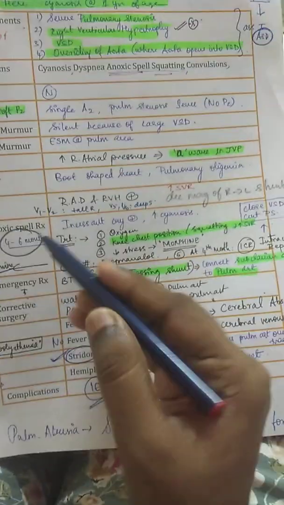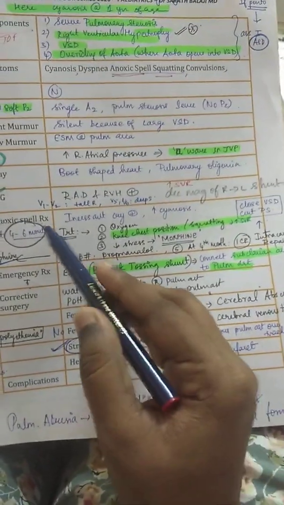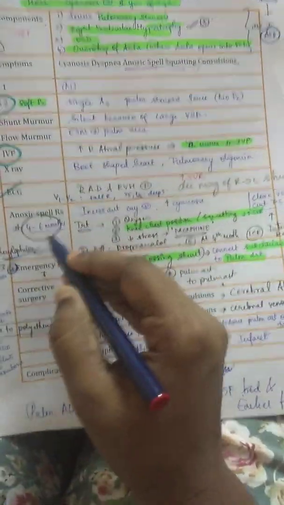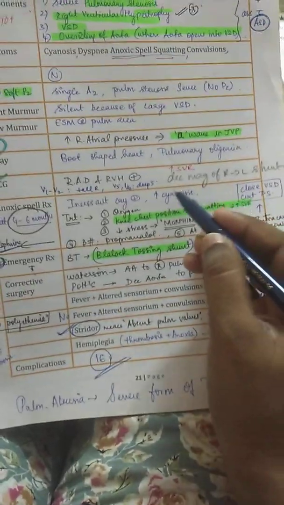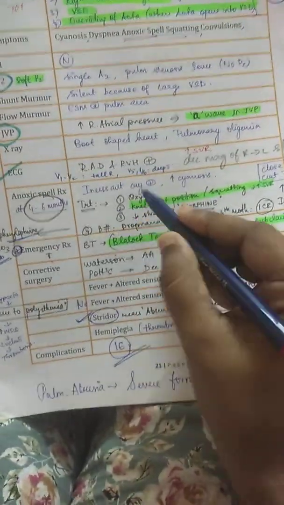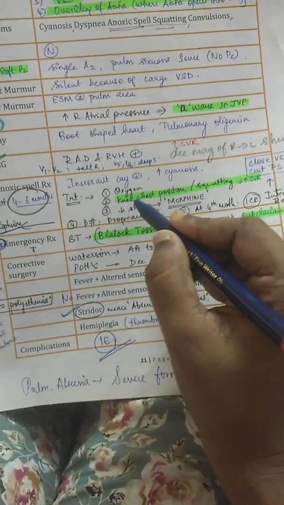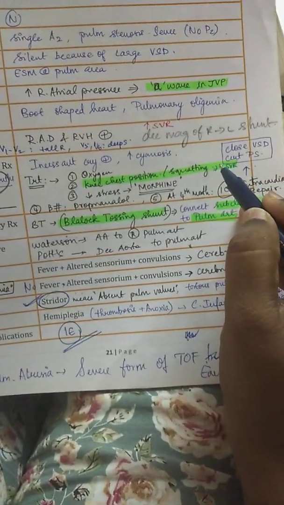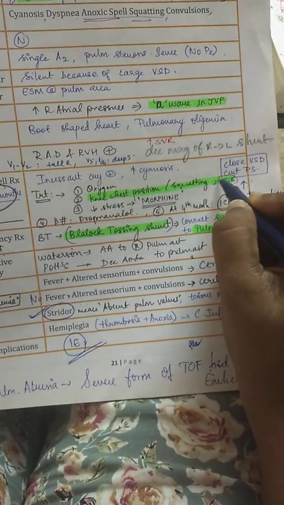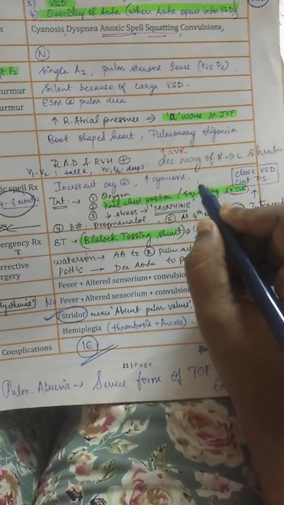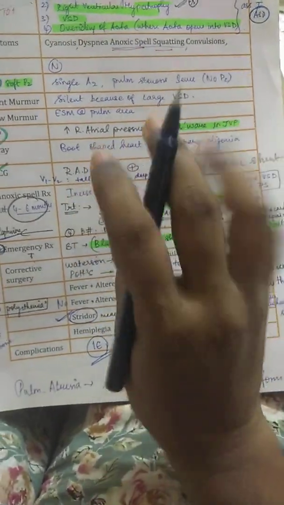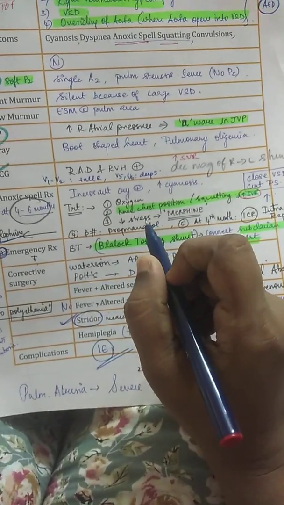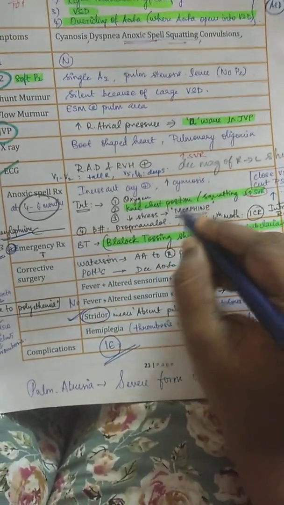Now, what is this anoxic spell? Anoxic spell is when the baby cries incessantly, around 4 to 6 months, and you'll have cyanosis. What we do is give oxygen to the baby, and then make the baby sit in the squatting position or a knee chest position. When you do that, the systemic vascular resistance will increase, and the flow to the lungs will be more, and you should decrease the stress of the heart by giving morphine.